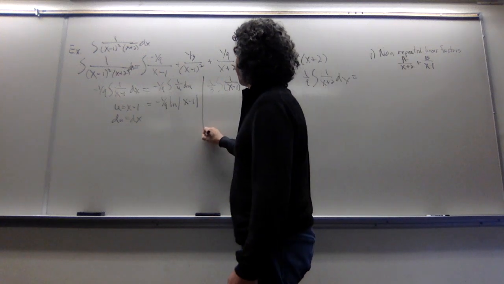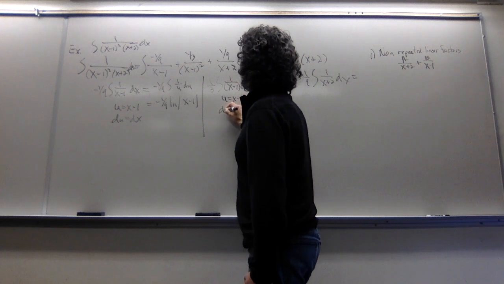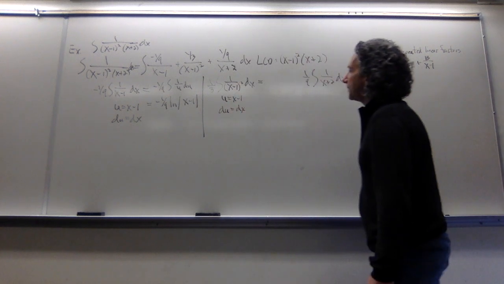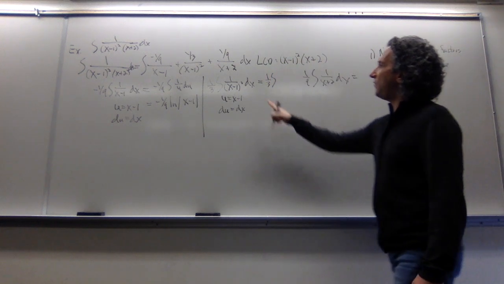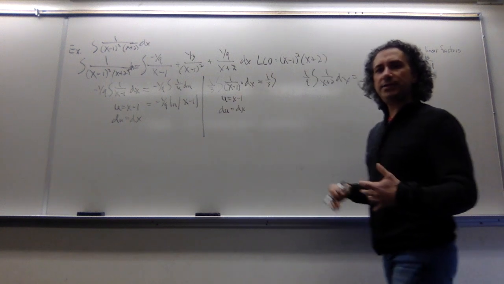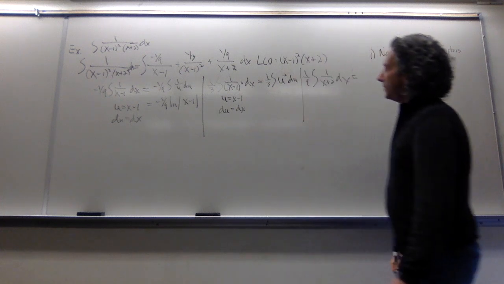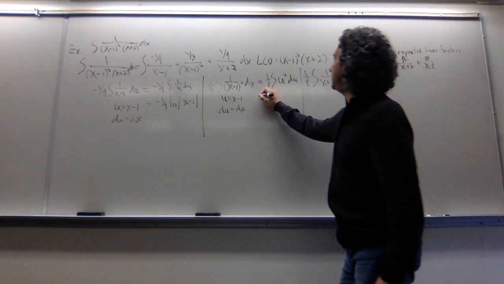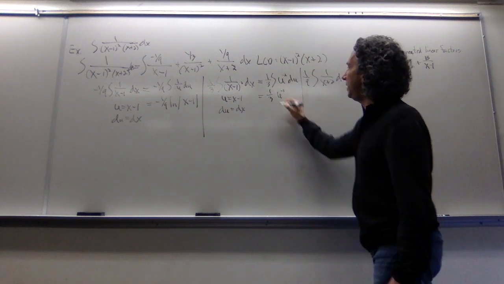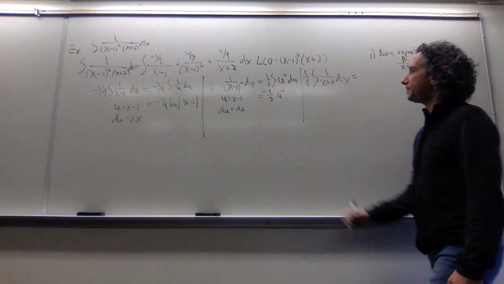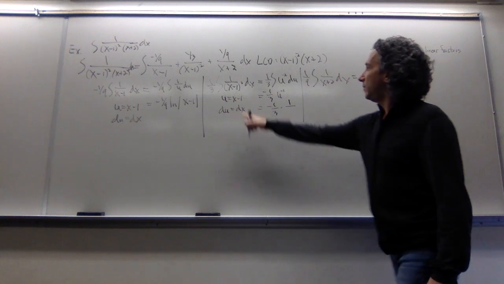And that's this guy. This guy, I'll let u equal x minus 1. du is then dx. So this is the same thing as 1/3 of the integral of 1 over u squared. So thinking ahead to a reverse power rule, let me call that u to the minus 2 du. So this becomes u to the minus 1 over minus 1, or times minus 1. So we have minus 1/3 times 1 over u, which is x minus 1.